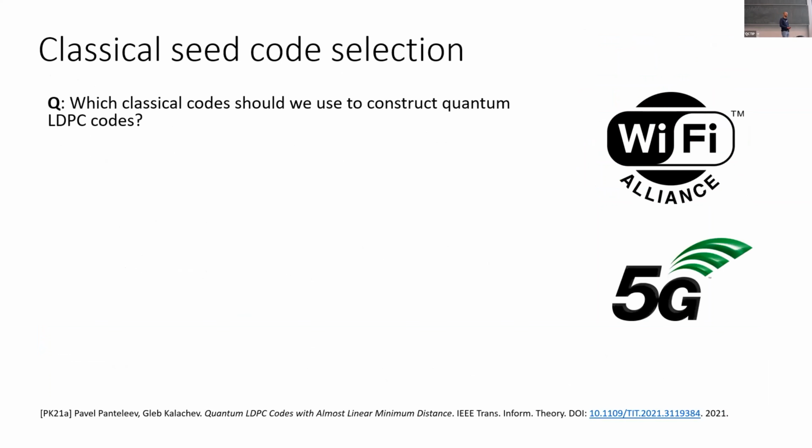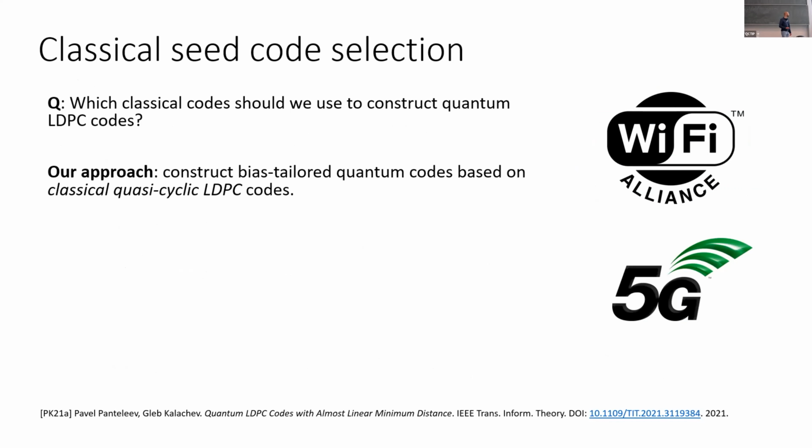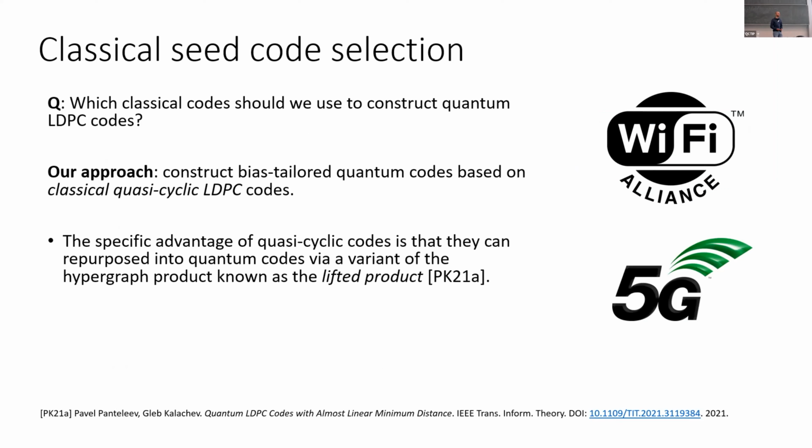Okay, so once we've created this bias-tailored quantum hypergraph product, the question was, which classical code should we use to construct these quantum LDPC codes? And the family of codes that we eventually settled on were classical quasi-cyclic codes. These find widespread usage in classical communication technologies such as 5G and Wi-Fi. And a specific advantage of using classical quasi-cyclic codes is that they can be directly repurposed into quantum codes via a modified form of the hypergraph product called the lifted product.